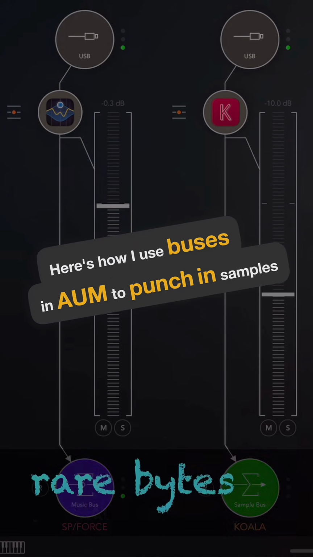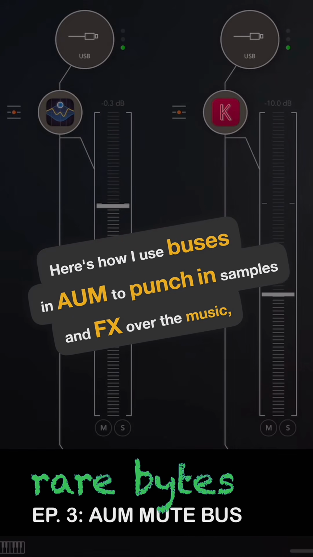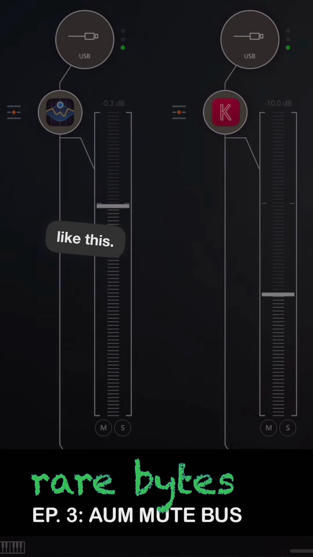How I use buses in AUM to punch in samples and effects over the music, like this.